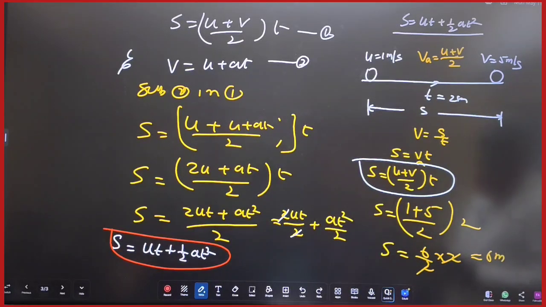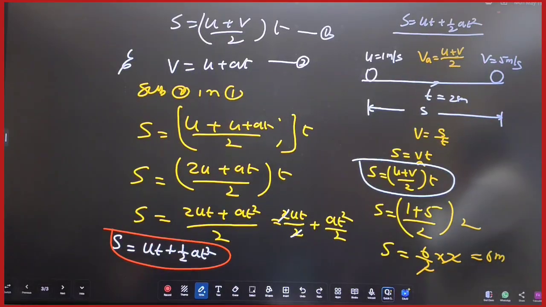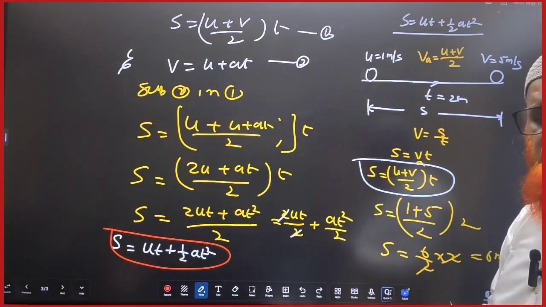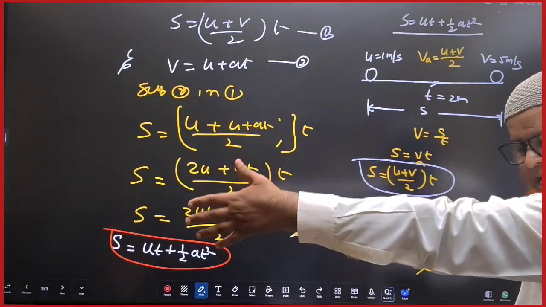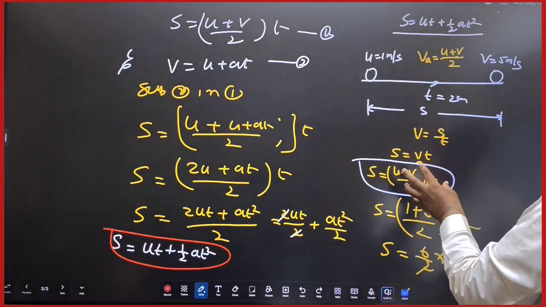But what can you do now? Next step, because our final destination is this very important, universally accepted equation: S is equal to ut plus half at square. I want this equation, so what am I going to do? The previous equation is v is equal to u plus at, which we have already derived in the previous case.